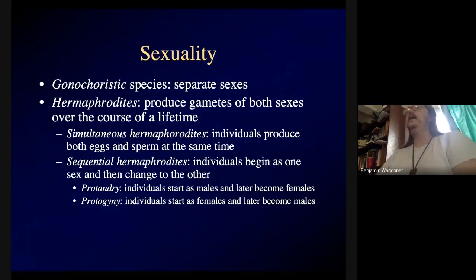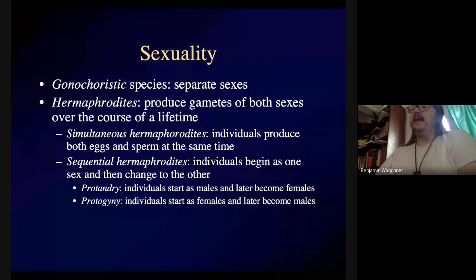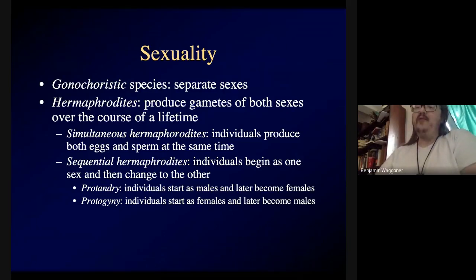In a species where you've got separate sexes, we call that being gonochoristic. Hermaphrodites produce gametes of both sexes over the course of a lifetime. And some species may be simultaneous hermaphrodites, which means they produce both eggs and sperm at the same time. Sequential hermaphrodites, an individual begins as one sex and then changes to the other.